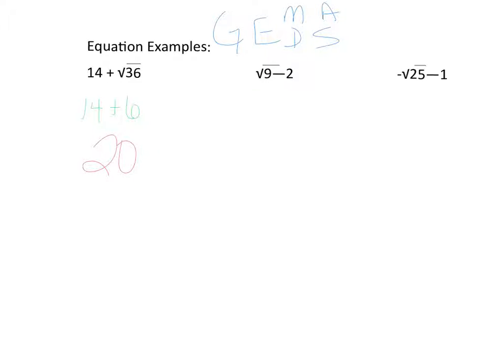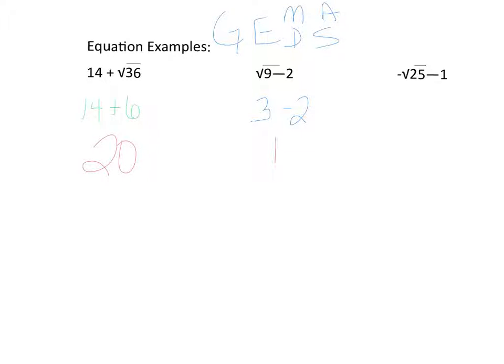Looking at the second one, we have the square root of 9 minus 2. Well, again, order of operations says do grouping first, and in this case, the grouping symbol is the radical, so the square root of 9 is 3. And we want to take away 2 from that. 3 take away 2 is 1. We did the square root of 9 and got 3 because 3 times 3 is 9. Then we took away 2 and got 1.